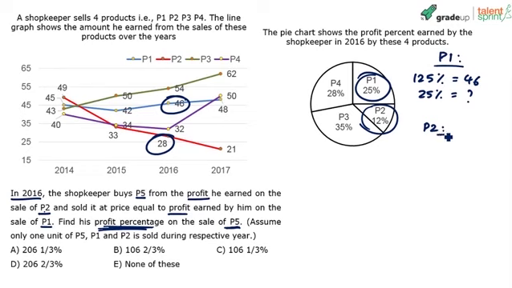Similarly for product 2, profit is 12%. The selling price is 28 rupees. So I can say 112% is equal to 28 rupees. 12% is equal to what? This is selling price. This is profit. This is also selling price. This is profit. Cross multiply.